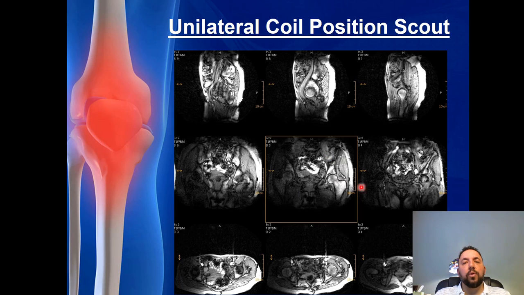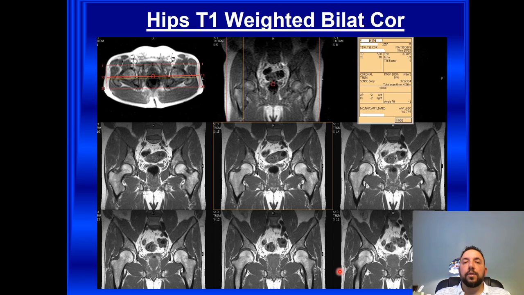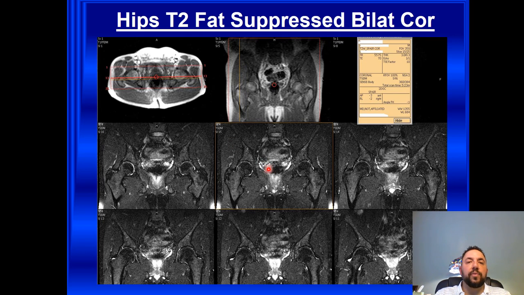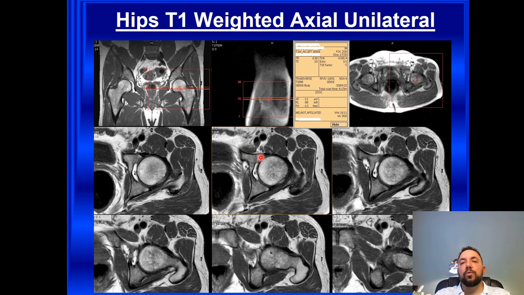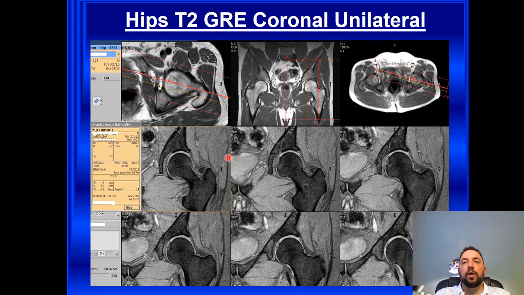If it's unilateral coil positioning, you're just using flex coils, totally fine. Use the body coil to then acquire your full bilateral comparison sequences of both sides. Usually a T1 and a T2 fat set or a STIR to compare both sides, and then the unilateral imaging where you're doing one side and you're acquiring them.